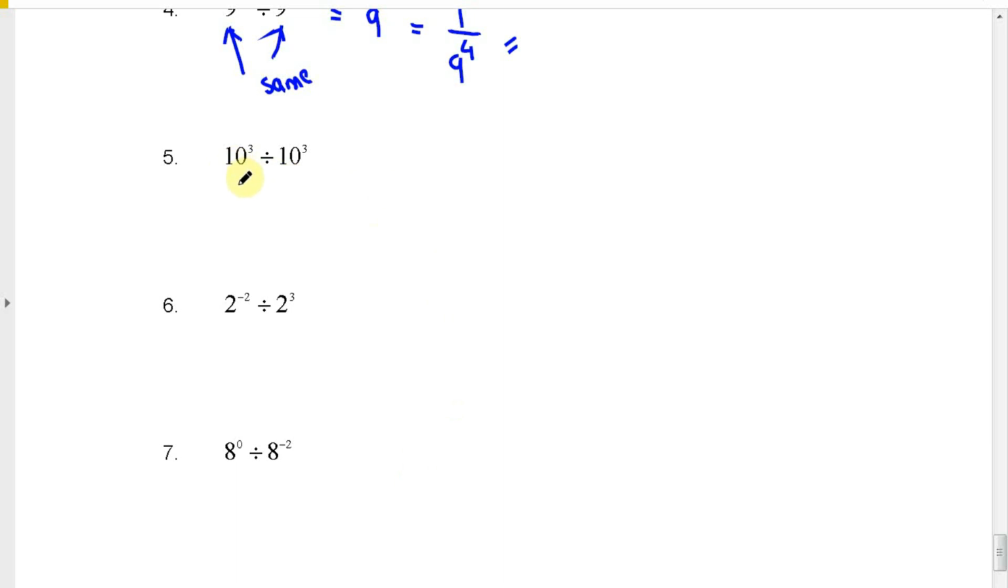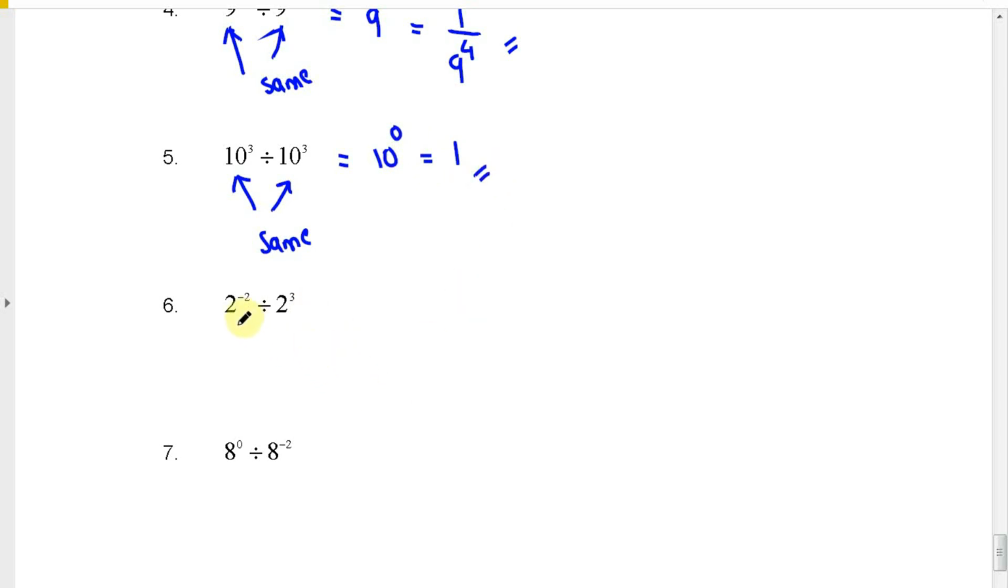Right. Let's check whether the bases are the same. Base 10 here. Base 10 here. The bases are the same. So we'll have 10. And we're dividing. Let's subtract powers. 3 minus 3 is 0. And remember, do not forget, any term to the power 0 is 1.